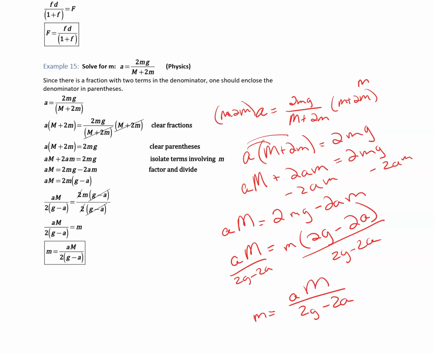And if you wanted to make it simpler, you could factor out the 2 on the denominator. So you get g minus a.